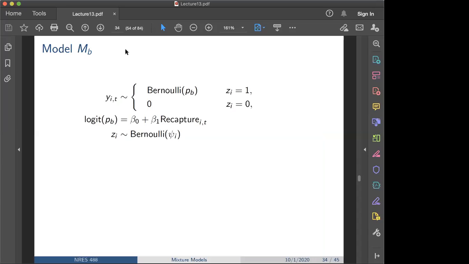And the model looks like this, and we'll talk about this in lab 2, where we have our detection probability P, but P is going to depend on whether or not that nest has already been found. And when the nest is found, that decreases the probability that you'll find it again. Beta 1 is going to be negative. It means if it's been found, the likelihood of detecting it again is going to decrease.